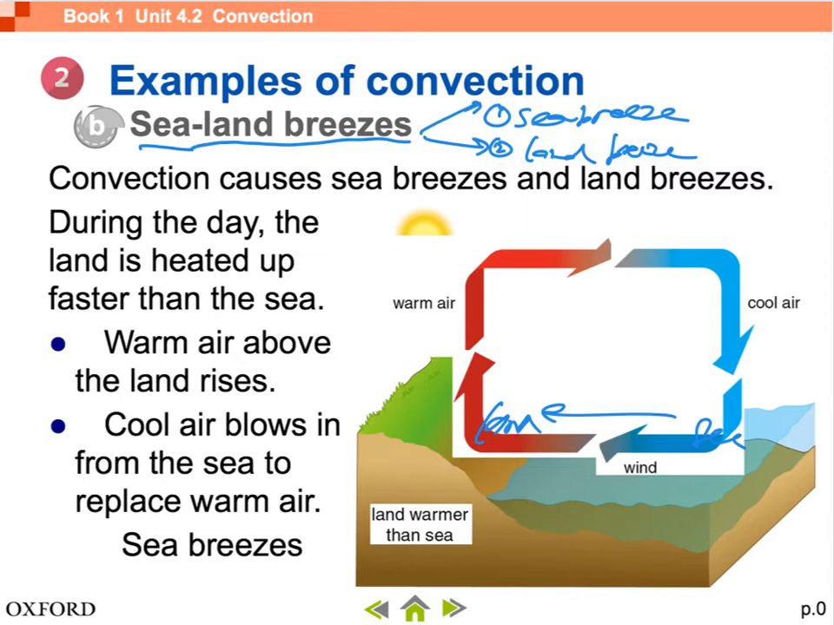Let me tell you why sea breeze happens in the daytime. In the daytime, both land and sea will be heated up by the energy from the sun. However, there is plenty of water in the sea with a very high specific heat capacity, which means that it is very difficult to heat up compared with the land. That causes the sun to heat up the land more quickly than the sea. Warm air above the land will rise, and the cold air will blow from the sea to replace the warm air.